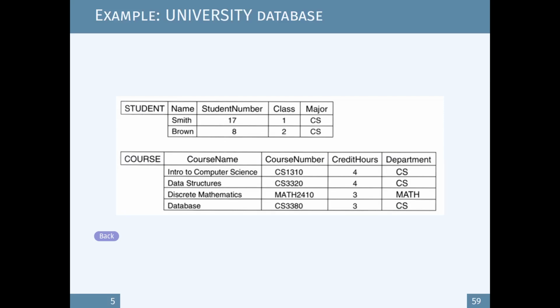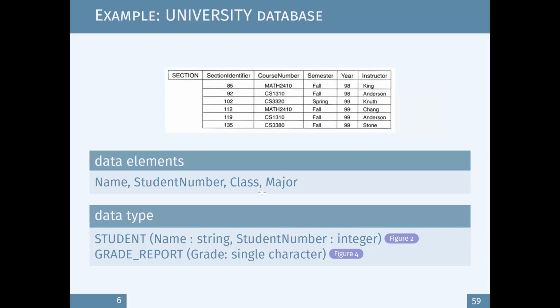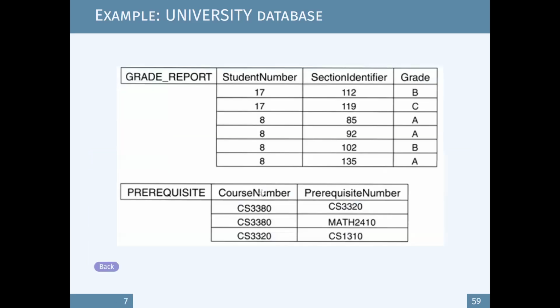So you can see we have a student table. Although we have two reports, we have student, we have Smith and Brown, which represent the student table. Then you have a course table. Similarly, you can also notice section and then also grade report and prerequisite. So what this shows you is you will have data in related tables, right? We said related data, what we have in a relational database environment.